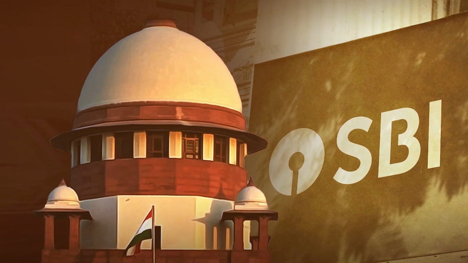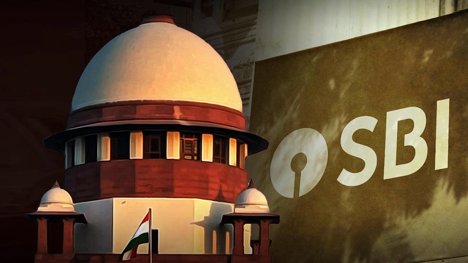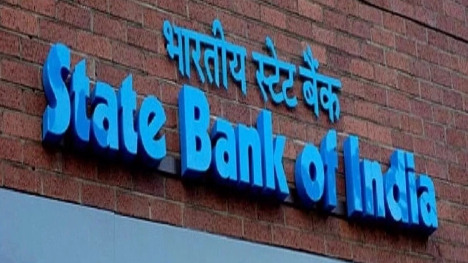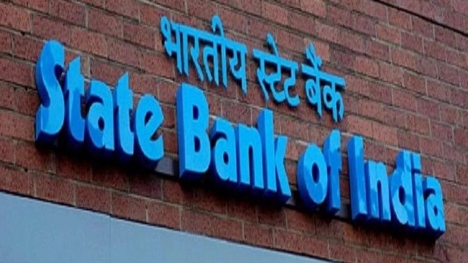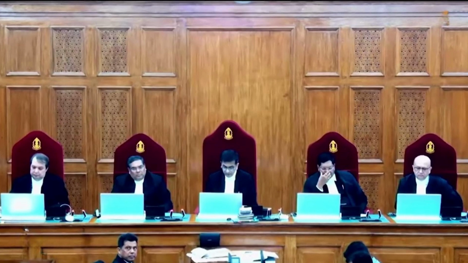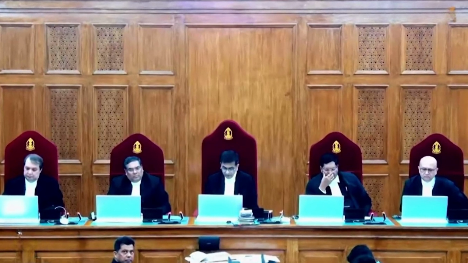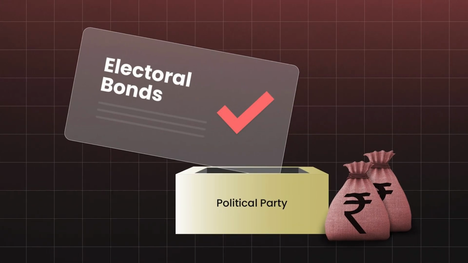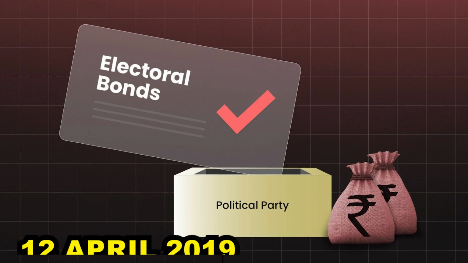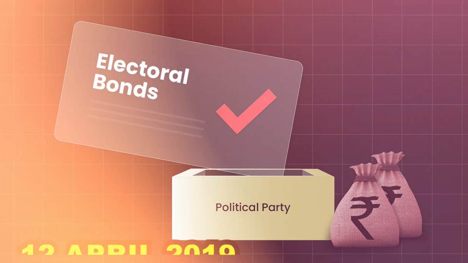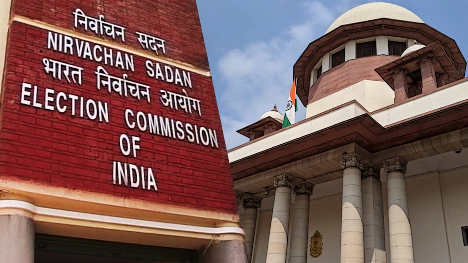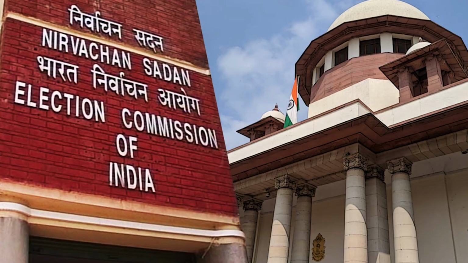The Supreme Court took a significant step by directing the State Bank of India, or SBI, to disclose the names of contributors of this 6-year-old scheme. Additionally, the court ordered the halting of electoral bond issuance and mandated submission of details of bonds purchased since April 12, 2019 to the Election Commission of India. Now, this data will further be published on the website of the Election Commission.